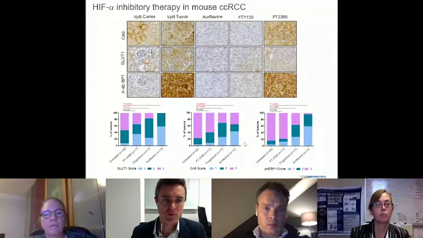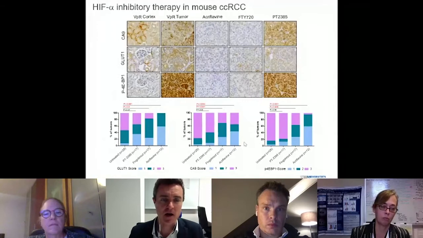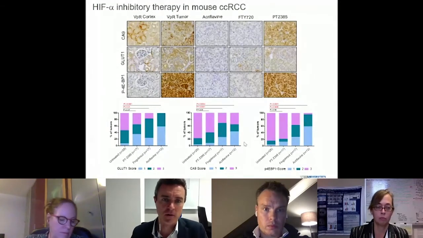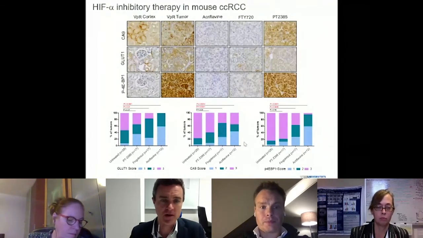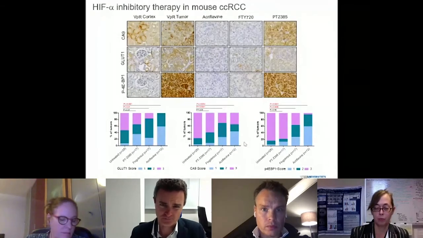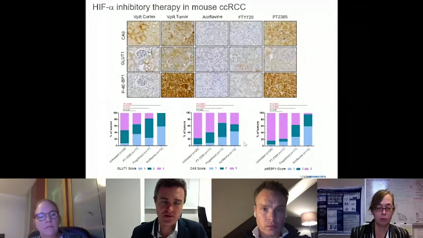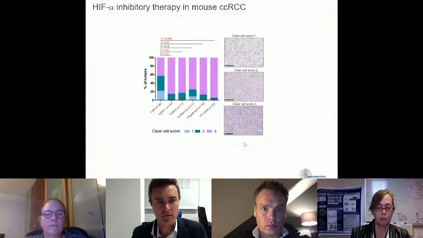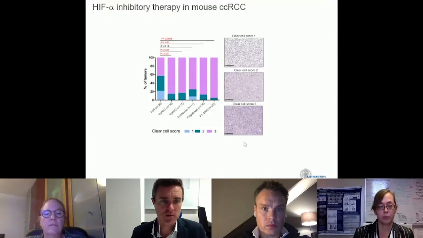This is just an example to show that we think we at least are hitting the targets, at least in some of the tumors. Immunohistochemistry for HIF1 targets, CA9 and GLUT1, at least in some tumors, acroflavin and Fingolimod, FTY720, show downregulation. This is actually a typo, it should be PT2399, not 2385. But those mice don't actually show inhibition. So at least we're hitting the targets we think we'd like to hit. Skipping one slide forward, please.